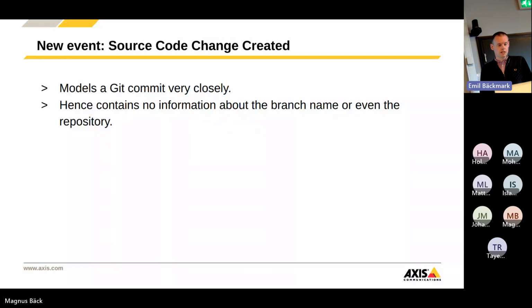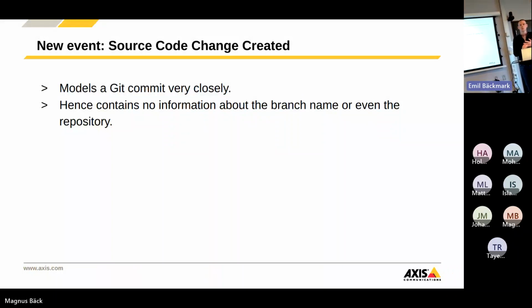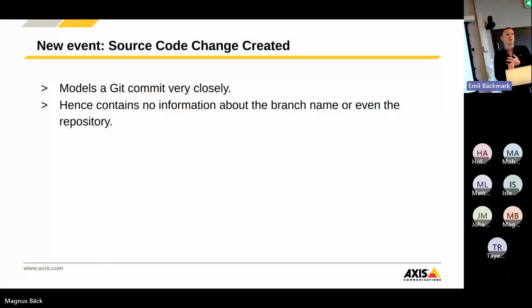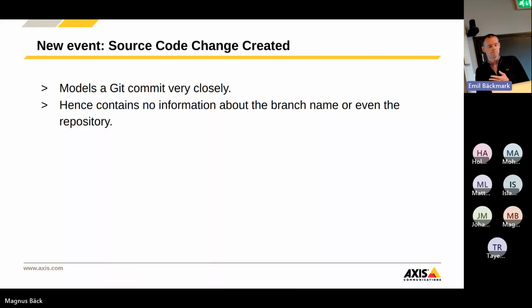So the source code change created event is very close to a Git commit. It really doesn't contain any fields that aren't in a Git commit. So you could, of course, have the SHA-1, obviously. You could have authorship information if you want. If you want to have information about other aspects of the contents of the commit, how much was changed, maybe the commit message if you like, that's totally fine. It doesn't have anything about repositories or branches, because a Git commit doesn't know in which repository it lives.